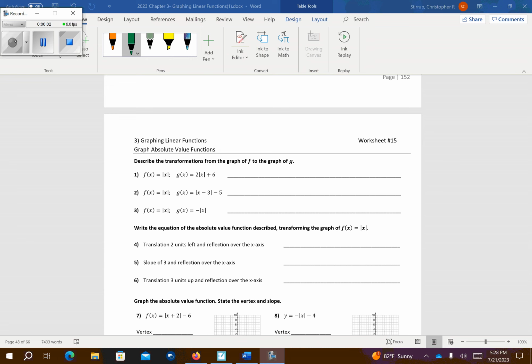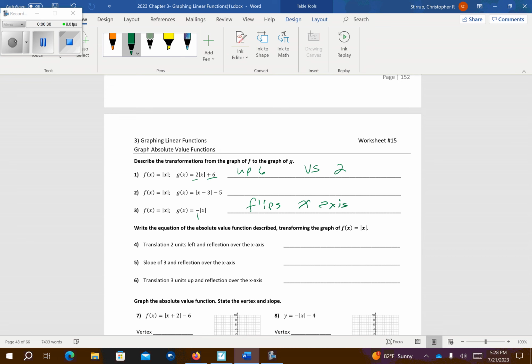SC Pals 1, this is Chapter 3, GLF, Worksheet 15. Describe the transformation. So this goes up 6 because of the plus 6, and a vertical growth of 2 because of the 2 out front. Number 13, it doesn't go up or down, right or left, but it flips over the x-axis. Okay, it's upside down because of that.